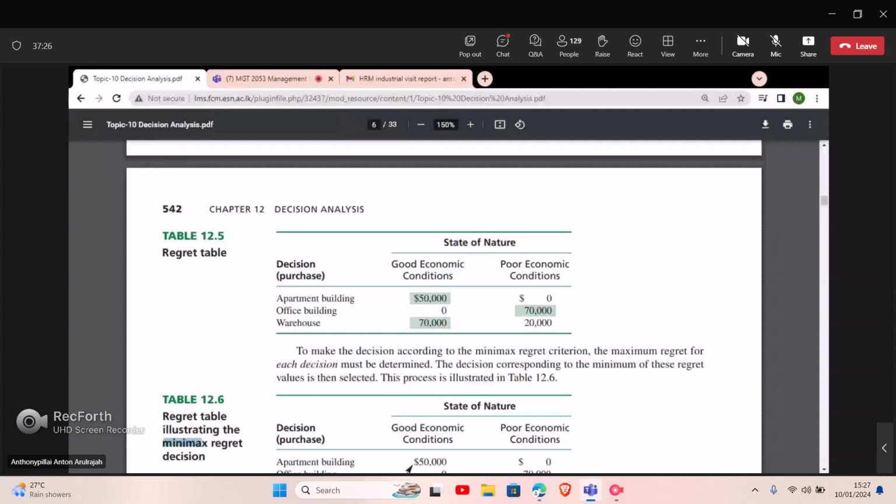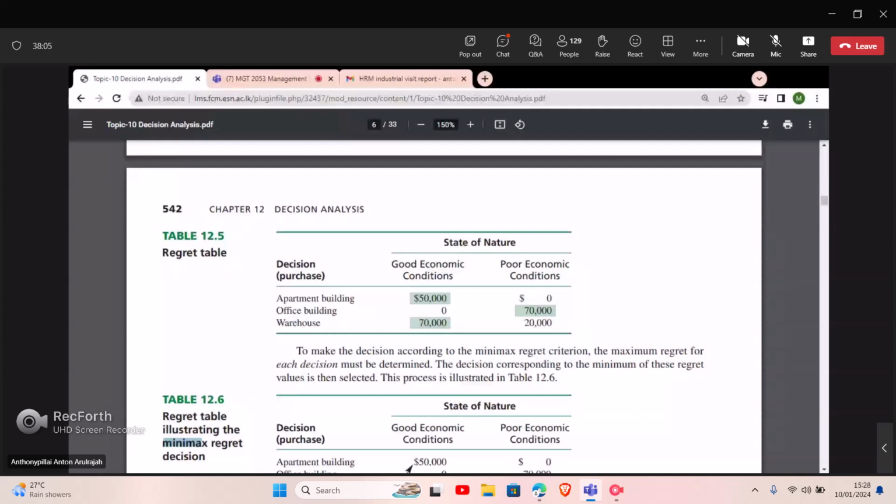50,000. That is called minimax. Among the minimum, so out of this side the minimum is 20,000 and the other side the minimum is 50,000. Among the minimum, we have to take the maximum. Among the minimum, we have to select the maximum. According to this criteria, the minimax regret value is 50,000. So according to that, they take the decision to purchase the apartment building.